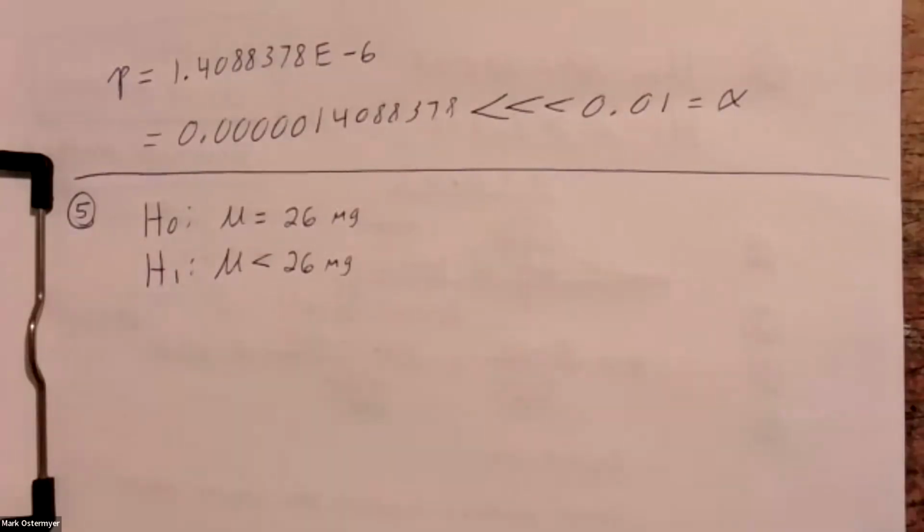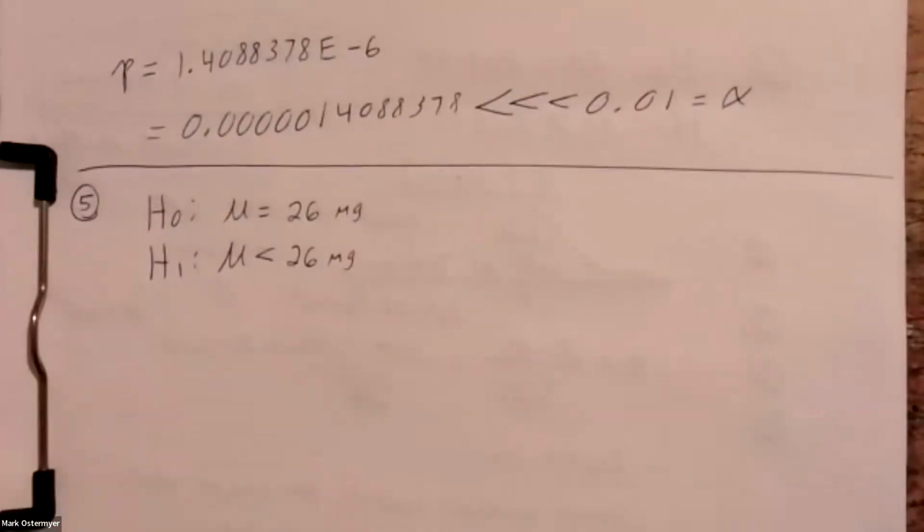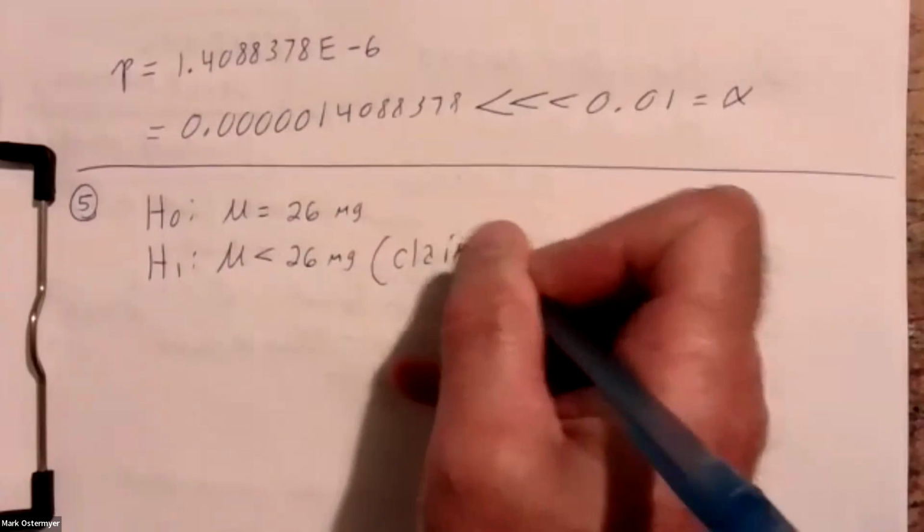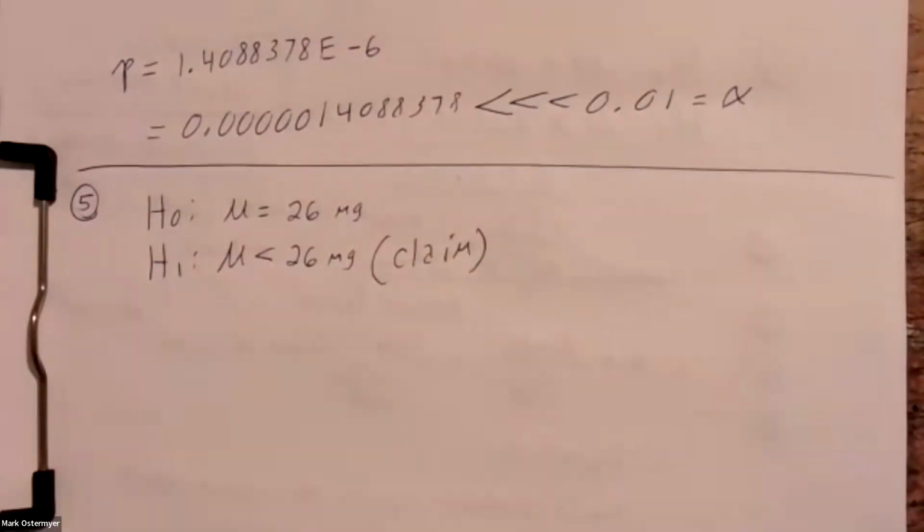So these would be the hypotheses that you're testing for number 5 here. It's a lower tail test. And this is the claim. Those are the hypotheses. All right, now do the test on your calculator.